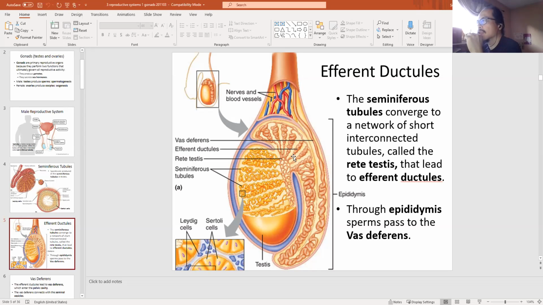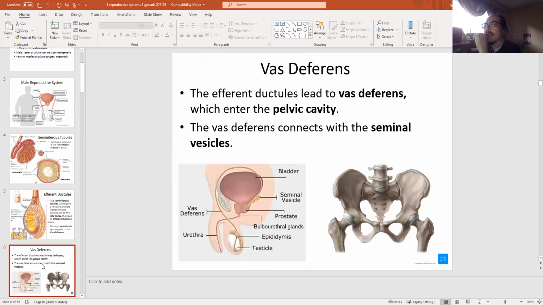So the efferent ductules then go to the epididymis, which is this portion inside of the scrotum, and then to the vas deferens. So that's basically right here, going into the pelvic cavity. Then the vas deferens goes into the pelvic cavity and beyond the bladder.